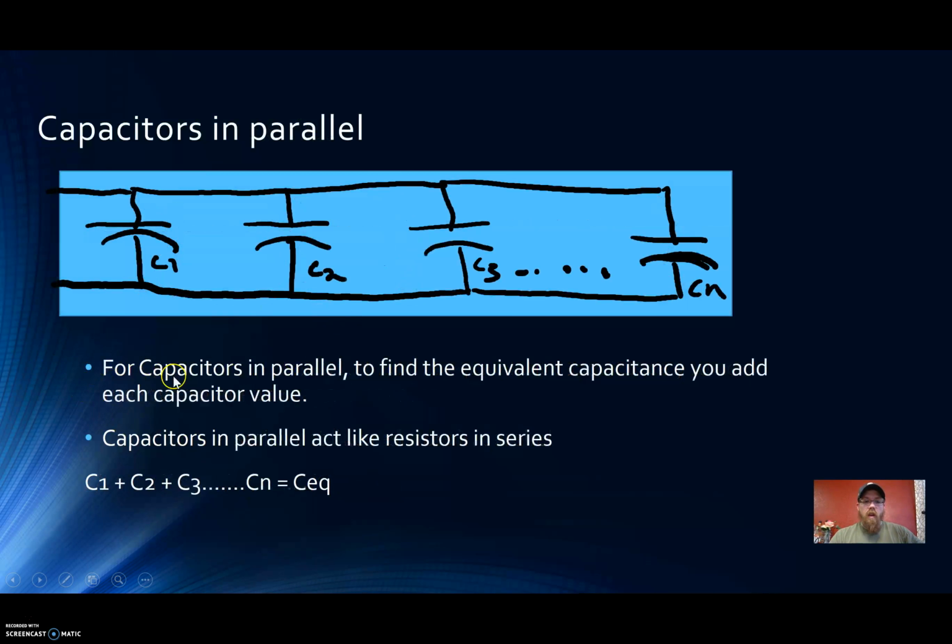Capacitors in parallel act much like resistors in series. So all you will do is add each capacitance. C1 plus C2 plus C3, and so on and so forth, will give you C equivalent.